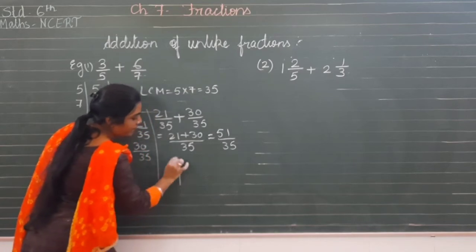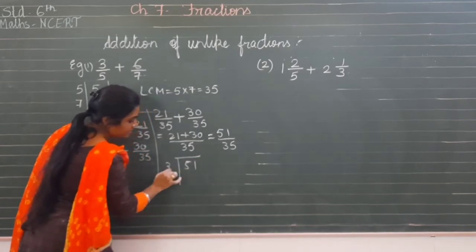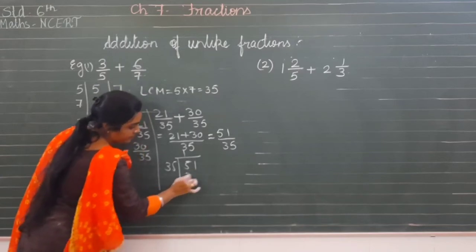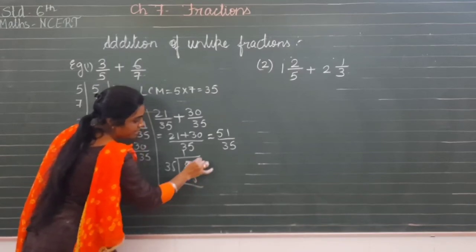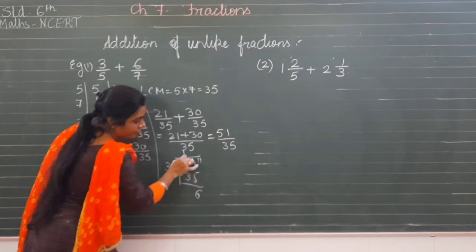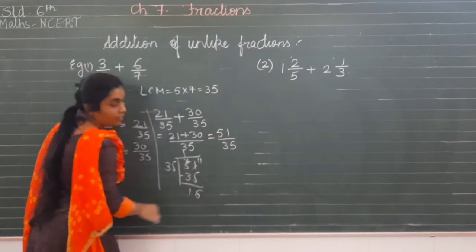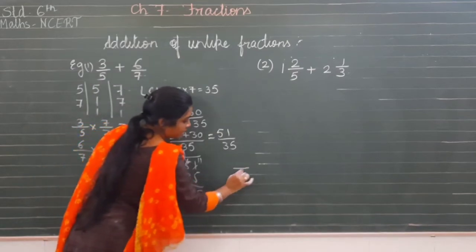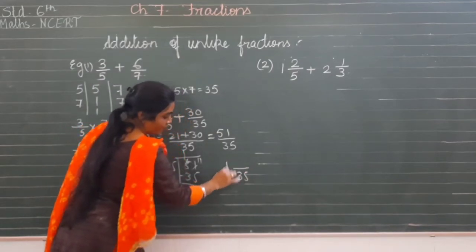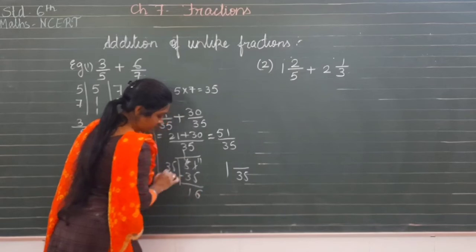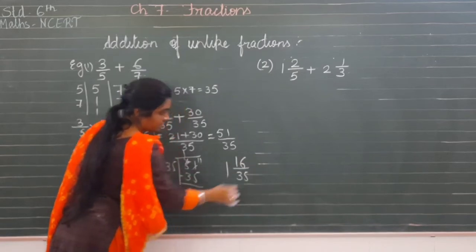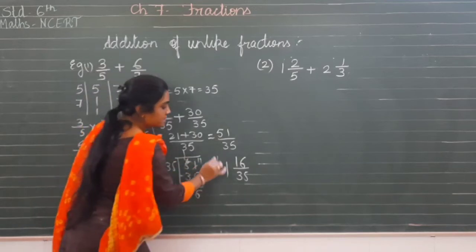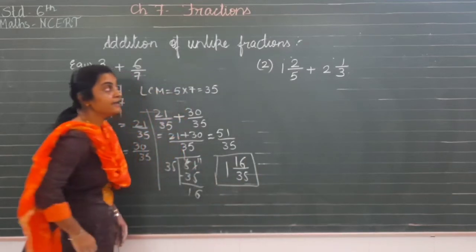If we divide 51 by 35, 35 ones are 35. 51 minus 35: 11 minus 5 is 6, 5 minus 3 is 2. According to the formula QRD, the quotient 1 will be here, and the remainder will be here. So the answer is 1 integer 16 upon 35.